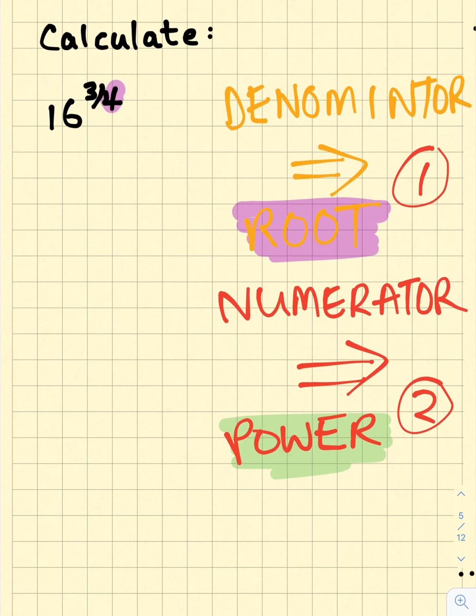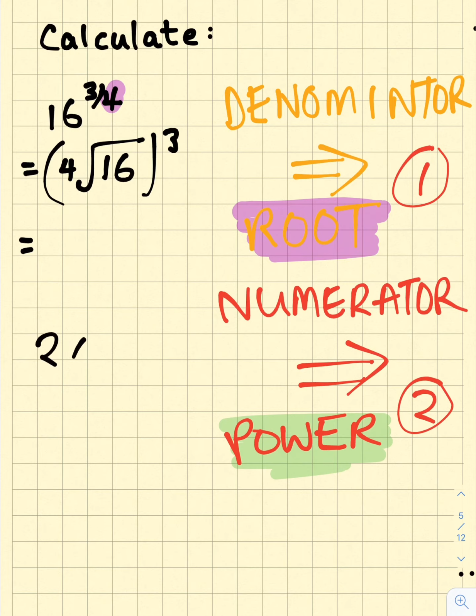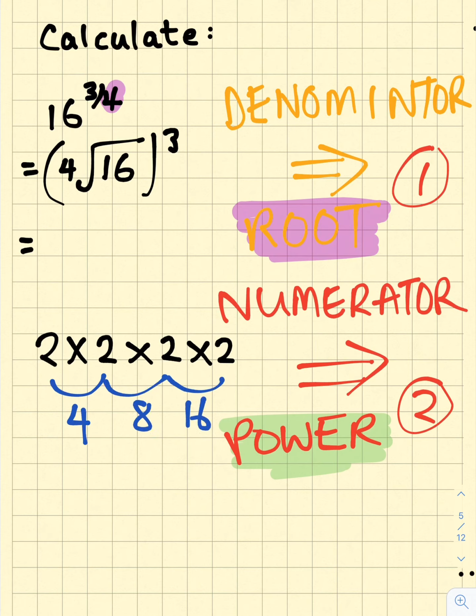Well, the denominator, which is 4, is in fact a root, so the 4th root. So first of all, what is the 4th root of 16? And then we are going to deal with our numerator, which is the power. So power 3, which means cube. So let's first of all deal with our bracket, the 4th root of 16. Which number do we multiply by itself 4 times to get 16? Well, that is in fact 2, because 2 multiplied by 2 multiplied by 2 multiplied by 2 is 16. Let me just quickly demonstrate that to you. 2 times 2 is 4, 4 times 2 is 8, 8 times 2 is in fact 16.